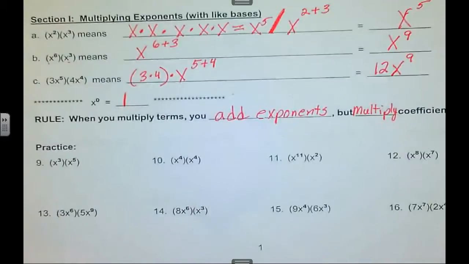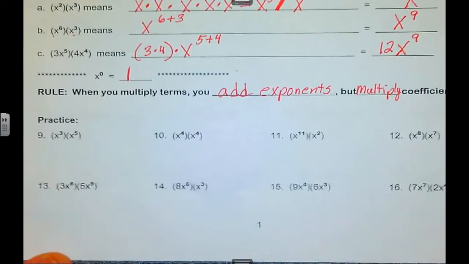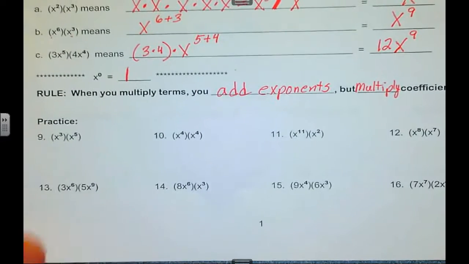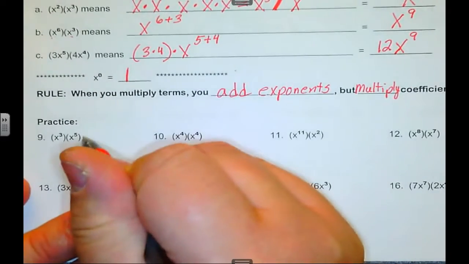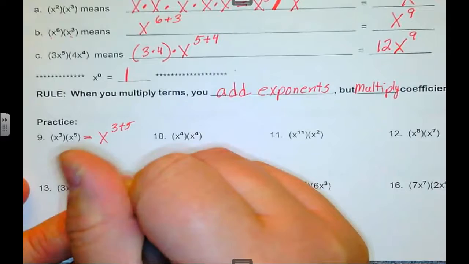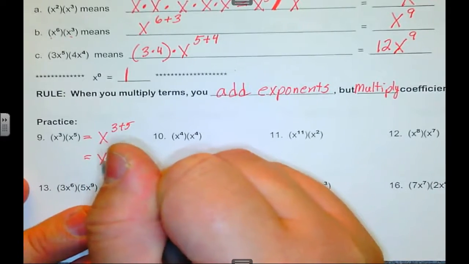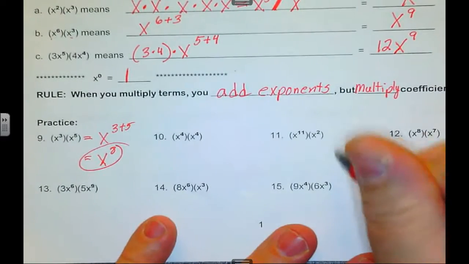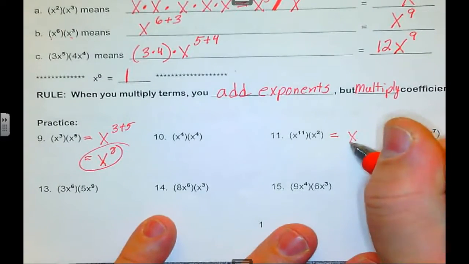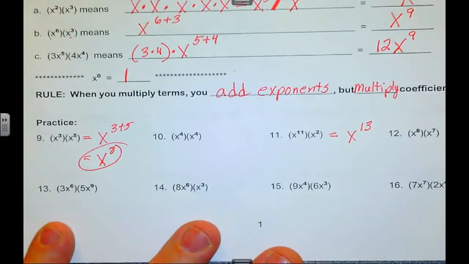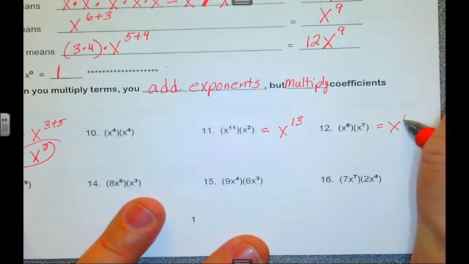Okay. Let's do some practice. Same base. I'm multiplying them. What do I do with the exponents? Add them. And it's going to be x to the 8. Good. How about 11? X to the 13. 12. X to the 15.